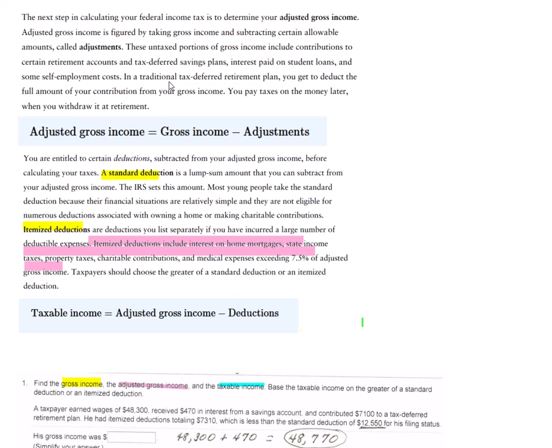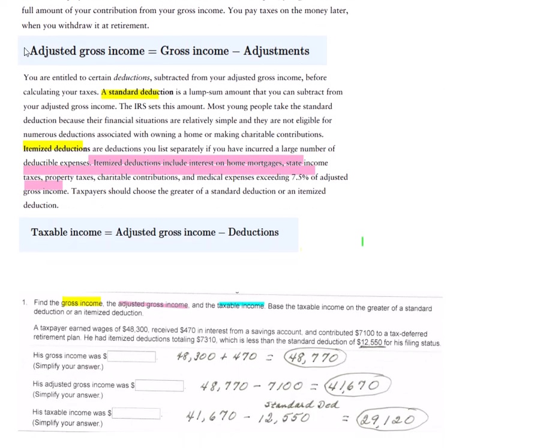In a traditional tax-deferred retirement plan, you get to deduct the full amount of your contribution from your gross income. It would be in the form of an adjustment. You pay taxes on this retirement money that you're saving later when you draw it out of retirement. So here's a summary statement. Your adjusted gross income is your gross income minus those adjustments.